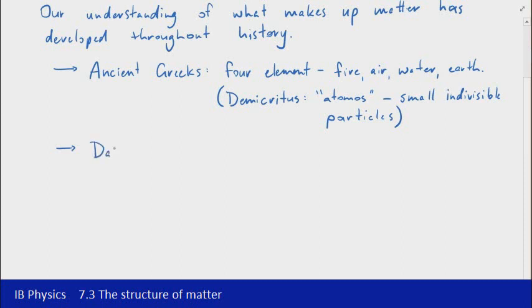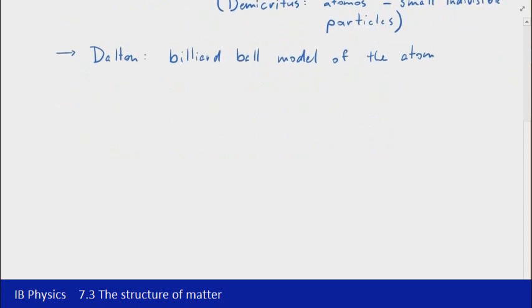So the scientist that we're looking at here is Dalton. Now we're talking here in the late 1700s. So as I said, quite a number of centuries past the ancient Greeks, Dalton proposed a billiard ball model. So if you think about this idea of atoms being small indivisible particles, he proposed that these particles could be considered to be billiard balls that would bounce off each other. They might join together here and there, but basically we've got this idea of a particle that is just a small sphere.